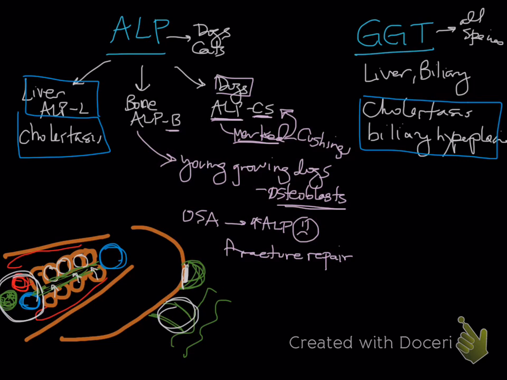One other cool thing to mention about GGT in horses, they can get a displacement of their large colon, and it's a dorsal displacement. In fact, it's a right dorsal displacement of the large colon, and that can cause an increase in GGT. Obviously, you're not just going to use that to diagnose it, though.